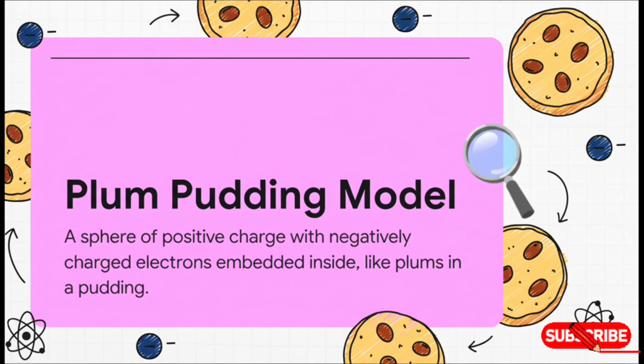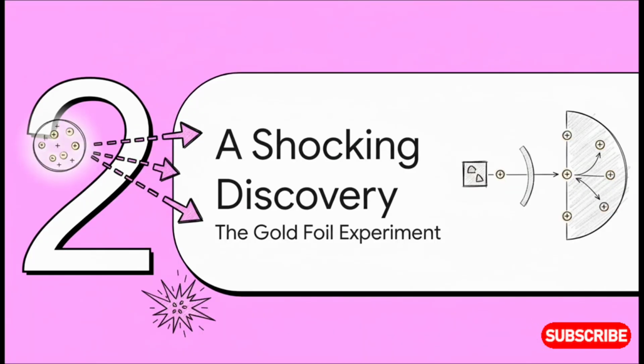So the old model had to change. He came up with what we famously call the plum pudding model. Just imagine a ball of positively charged dough, the pudding, and scattered throughout it are these little negative electrons, like plums. The plum pudding idea, it kind of made sense, right? It seemed plausible enough. But it was about to get absolutely demolished by one of the most important experiments in the entire history of science, Ernest Rutherford's gold foil experiment.